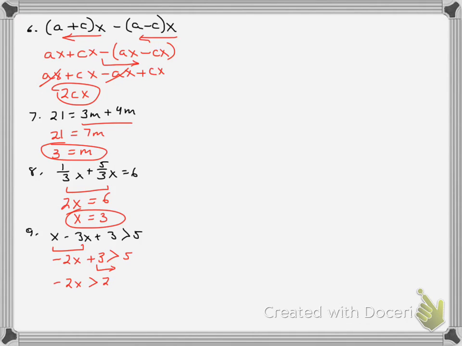And now at this step is where we're multiplying or dividing. So here's where we care about evaluating our inequality. We're going to have to divide by a negative 2. We'll have to divide both sides by a negative, so we will have to flip this. So this leaves me with x is less than negative 2 over 2, which is negative 1.